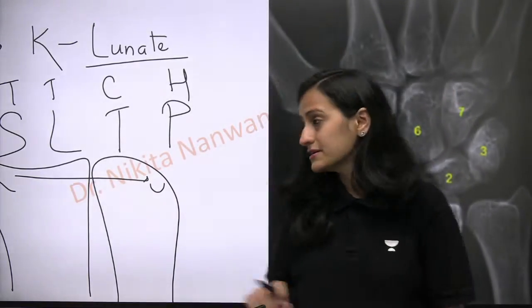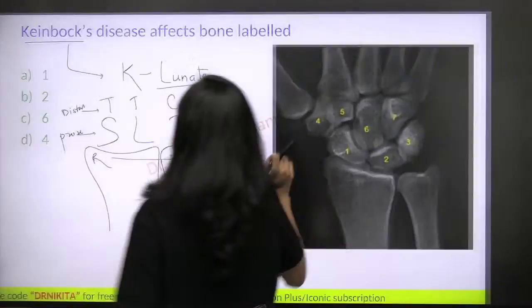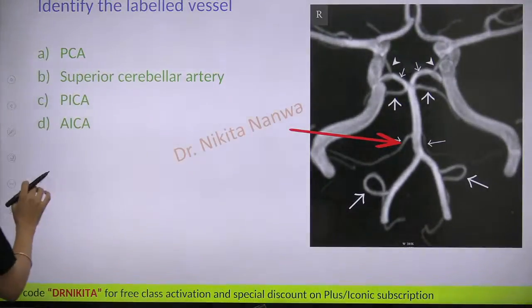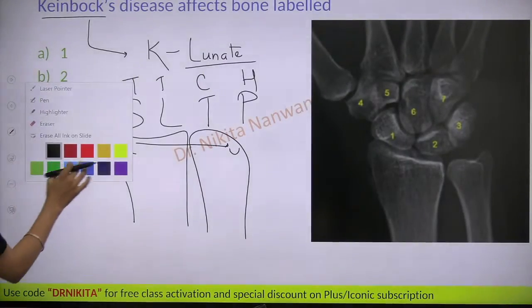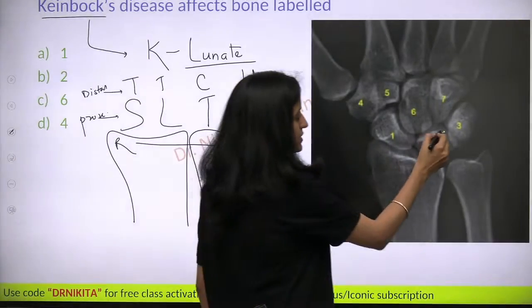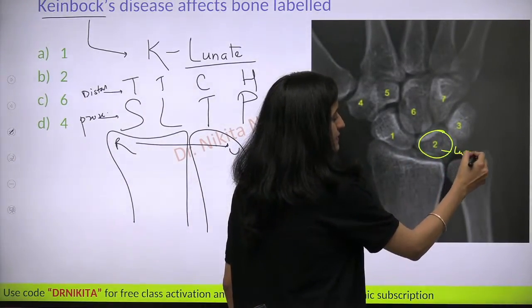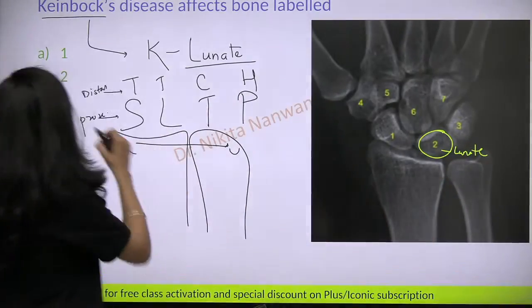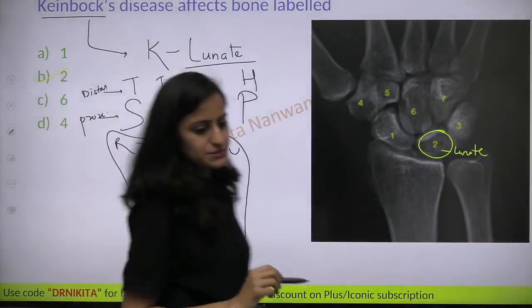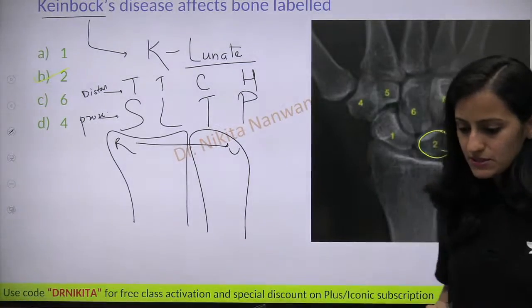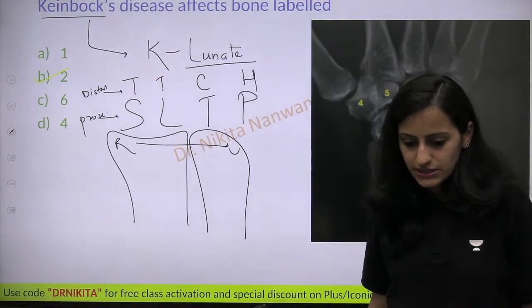That's the hamate. So Kienbock's basically affects your lunate. Which is the lunate bone here? This is the lunate bone here, right? So that is why the answer is the bone labeled 2. All right, that was about this question. Let's go to the next one.